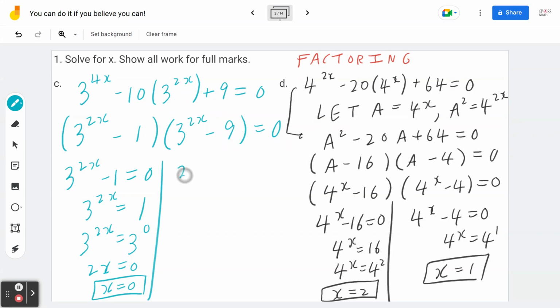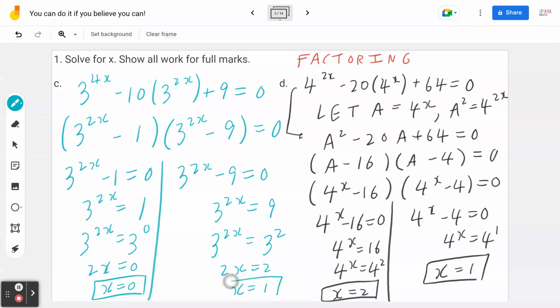In the second column, 3 to the power of 2x minus 9 equals 0. 3 to the power of 2x equals 9. The common base is going to be 3. So when you think about 9, think of it as 3 times 3 or 3 squared. Again, same base, equate the exponents. 2x equals 2. The opposite of multiplying by 2 is to divide by 2. So x equals 1. Again, if you would like to double check this, please do so. We're moving forward.